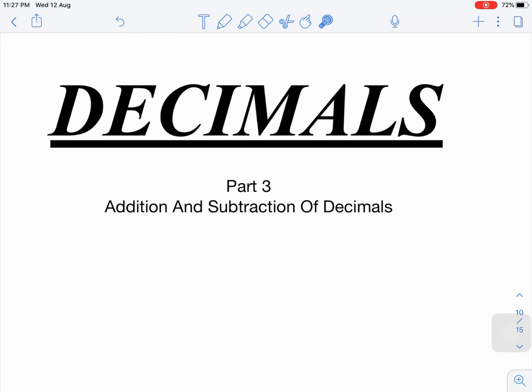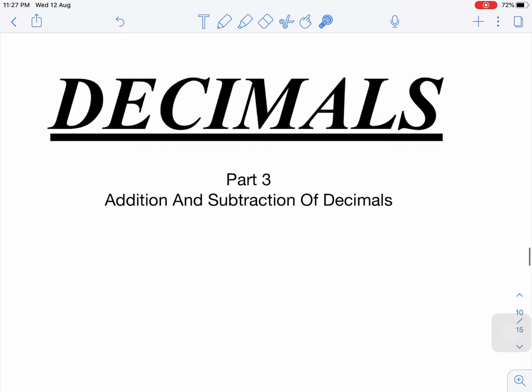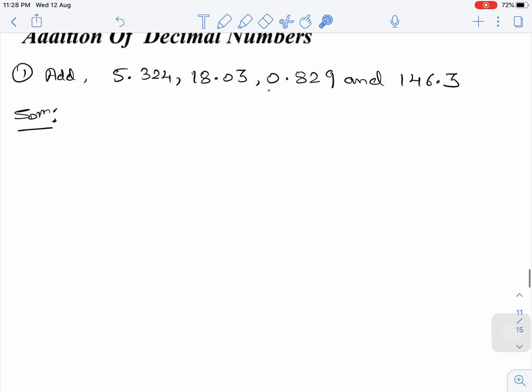So hello students, today we are going to learn chapter number 3 of class 7, that is decimals. In the previous video we learned about conversion of decimals into fractions and conversion of fractions into decimals. Now today we are going to learn addition and subtraction of decimals. So let us start with the first example.